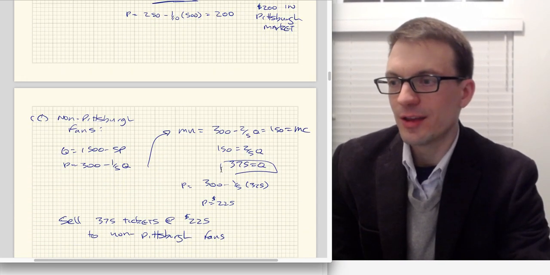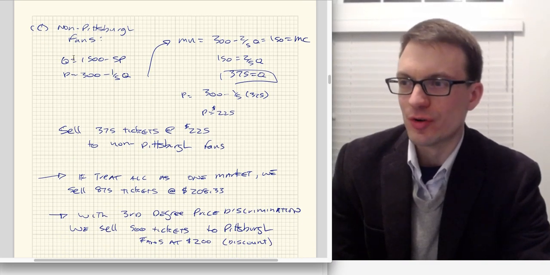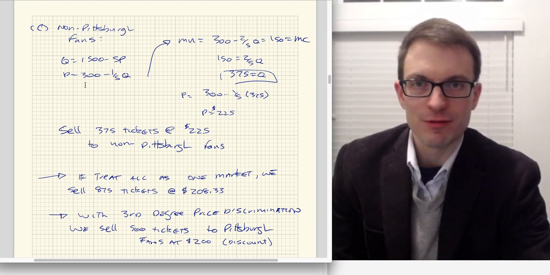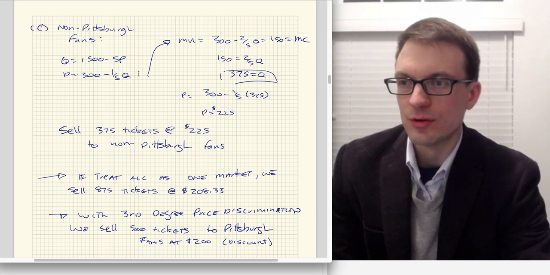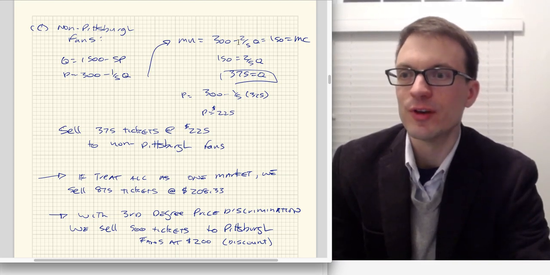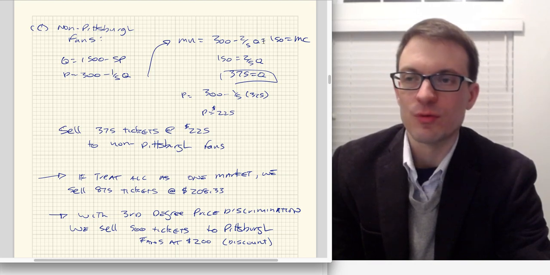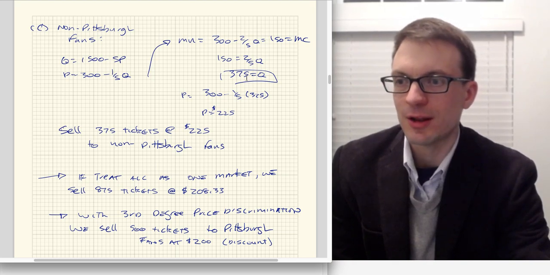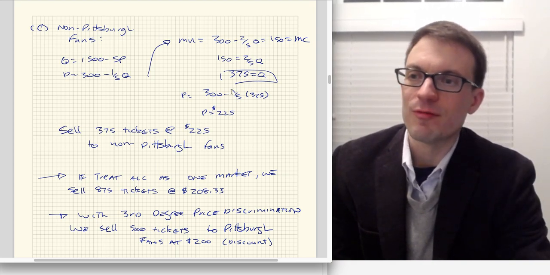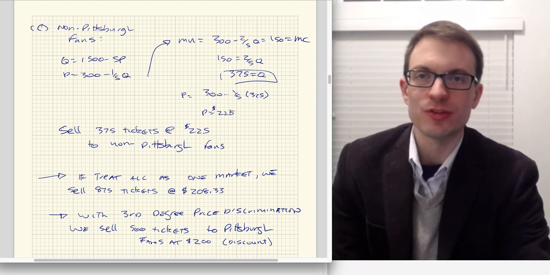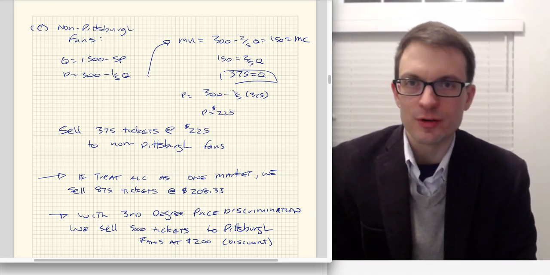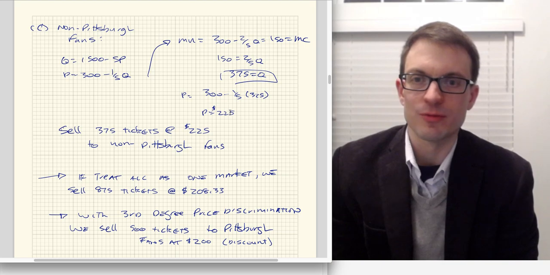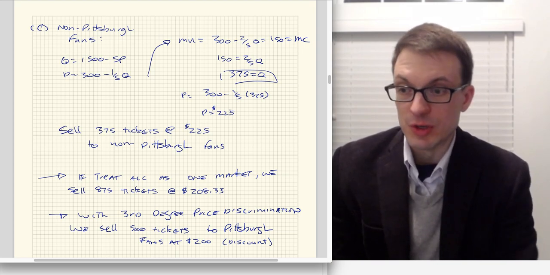Okay, so let's go and verify. Now I'll show our non-Pittsburgh fans. Sure enough, that demand was quantity equal to 1,500 minus 5p. Solving for inverse demand, I have 300 minus 1/5 q, which means marginal revenue is going to be 300 minus 2/5 q. Set that equal to marginal cost of 150, and we'll find the optimal quantity is indeed the 375 that I anticipated. Plugging that 375 back into my demand curve, I find the optimal price is going to be 225. So I'm going to sell 375 tickets at $225 a piece to my non-Pittsburgh fans, to my visitors. And so you see what's happening here.